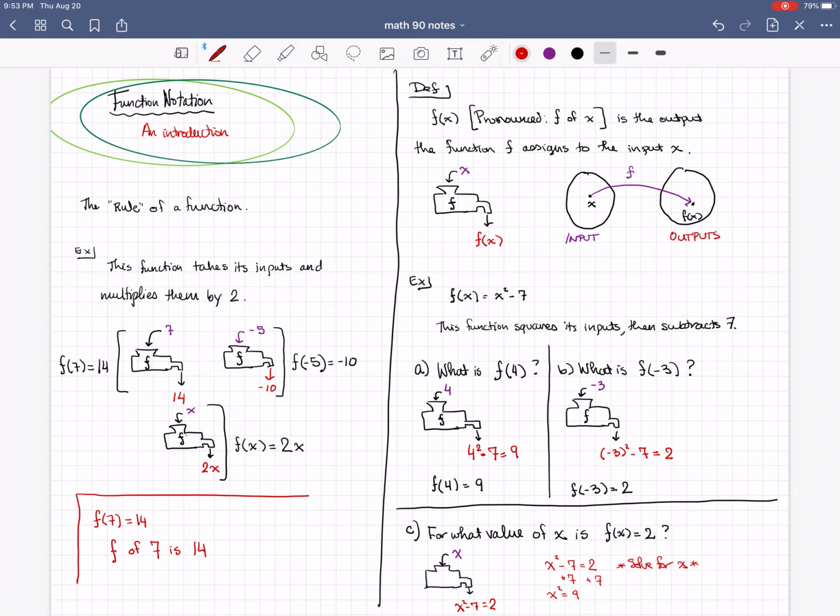And now here's my question, and answer it with me. Pause the video for a second if you need to. Whose square is 9? What would you square and get 9? 3 or negative 3? So x can be 3 or negative 3. In other words, if you give this function the input 3, or you give this function the input negative 3, you are going to get 2 back as your output in both cases.